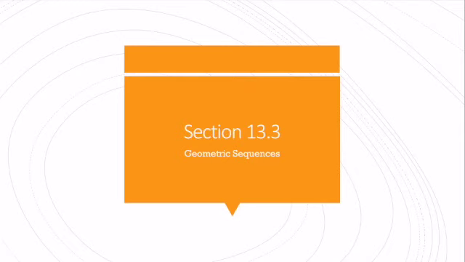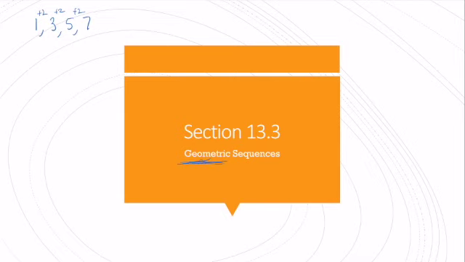Class, so now we're going to discuss geometric sequences. In the last couple of videos, we talked about arithmetic sequences. That's a sequence where every term in the sequence differs by a constant. So let's say 1, 3, 5, 7. In this case, our difference, what we're doing every time, is we're adding 2.